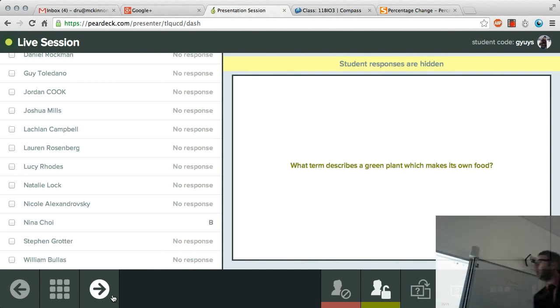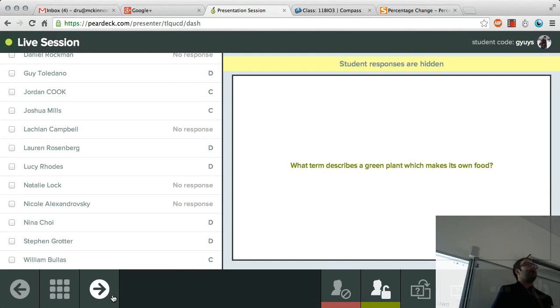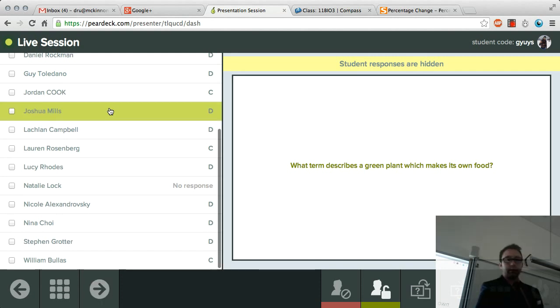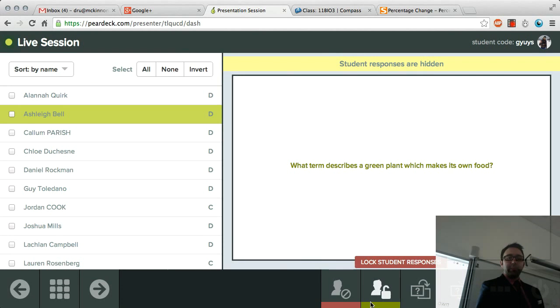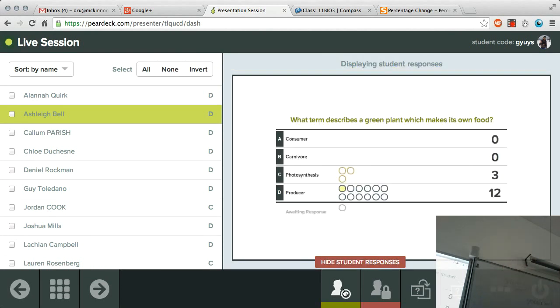Straightforward one. What term describes a green plant which makes its own food? Multi-choice, pretty straightforward question. 1 mark. Shouldn't even take a minute. This is basic. All right, 30 seconds. All right. Everyone's put an answer. I'm just going to lock it there and show the responses.